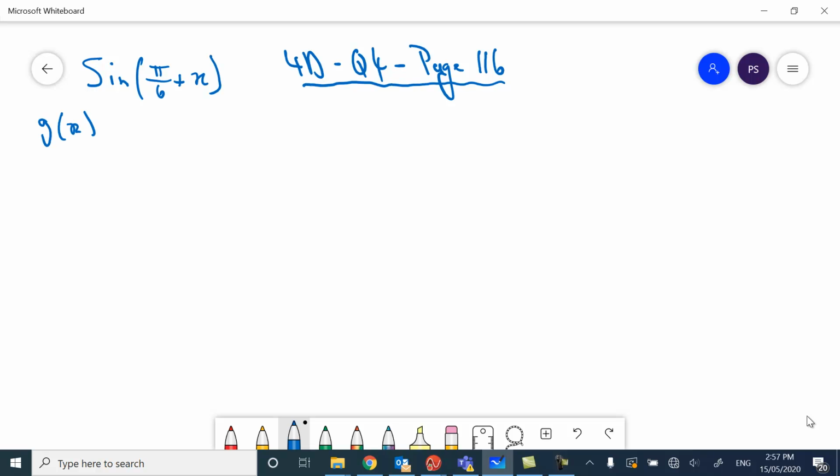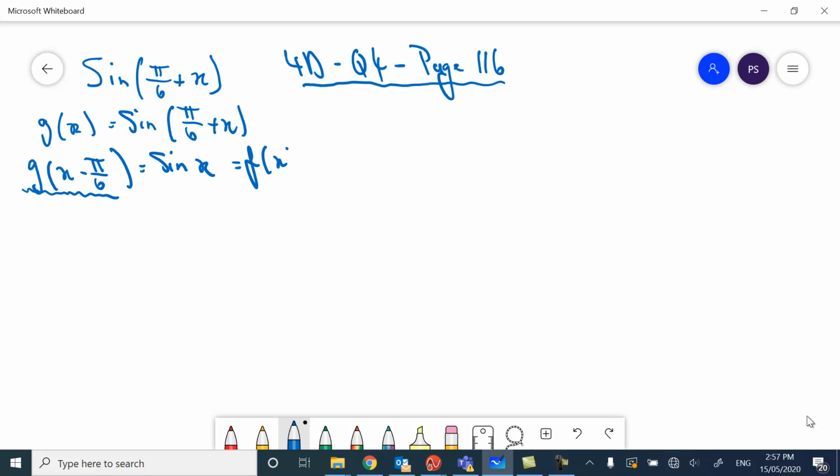I've got g of x equals sine of pi on 6 plus x. And then what I'm going to do is go g of x minus pi on 6. And as you can see, we end up with this function sine x. So you'll recognize this is, if you like, a Taylor series. I'm now going to construct a Taylor series about the point pi on 6. So my first step will be f of x about a equals pi on 6.